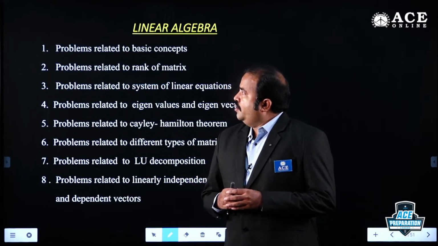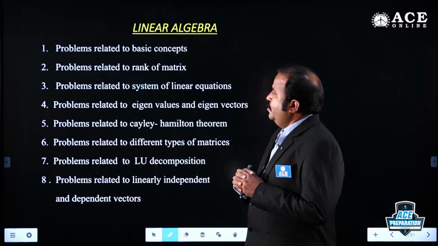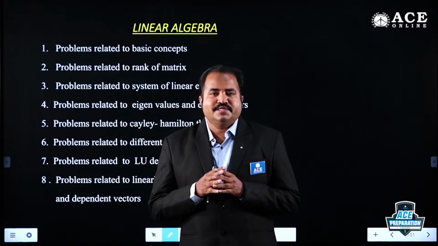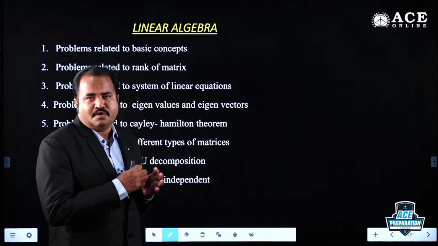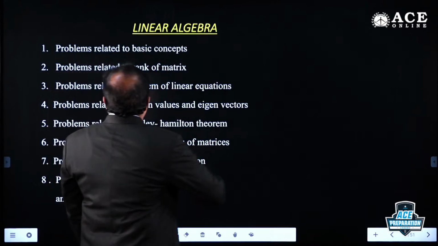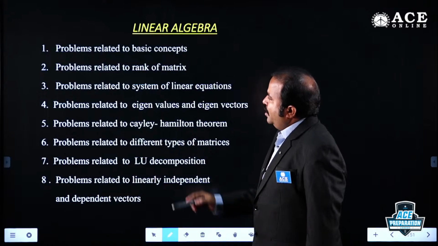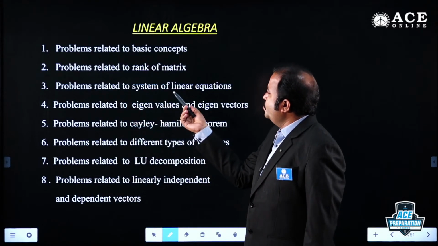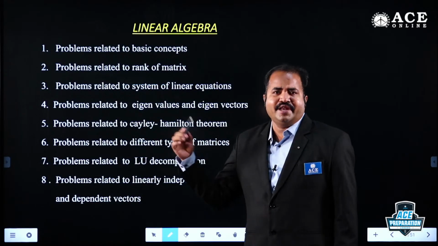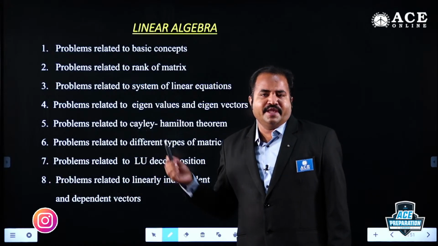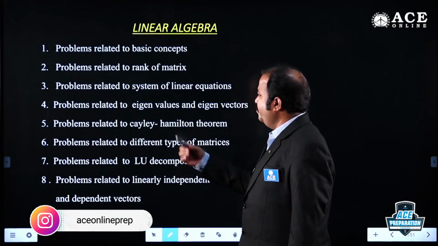And what type of problems are coming in the GATE exam on linear algebra? I have gone through the previous GATE papers and observed the following frequently occurring models on linear algebra. Problems related to basic concepts and problems related to rank of matrix occurred frequently. Problems related to system of linear equations, and problems related to eigenvalues and eigenvectors. There are various types: a matrix is given, finding eigenvalues, and a matrix and eigenvalue are given, finding the eigenvector. Different models are there, which will be discussed.